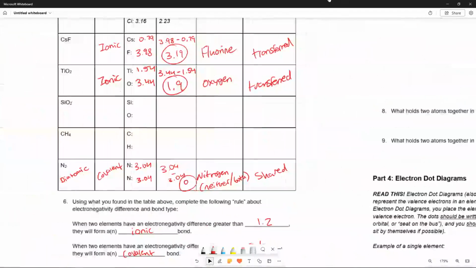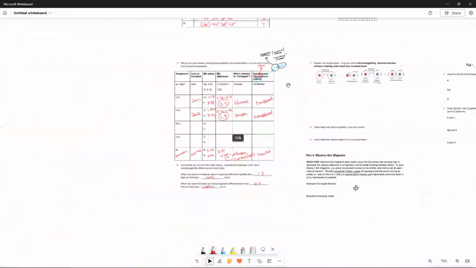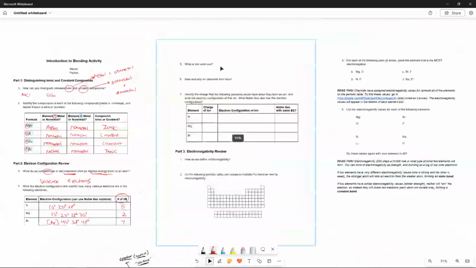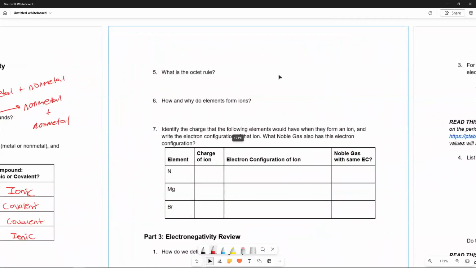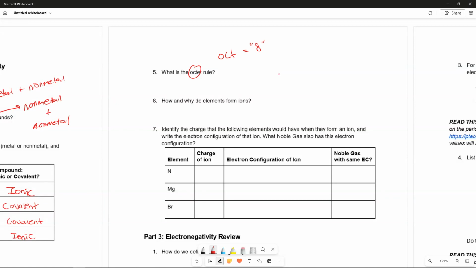All right, let's see. What pages do I need to go to? Here it is. What is the octet rule? This is question 5. The octet rule, well, what does octet sound like? Oct, 8. Octet rule means that you have a full 8 electron outer shell.